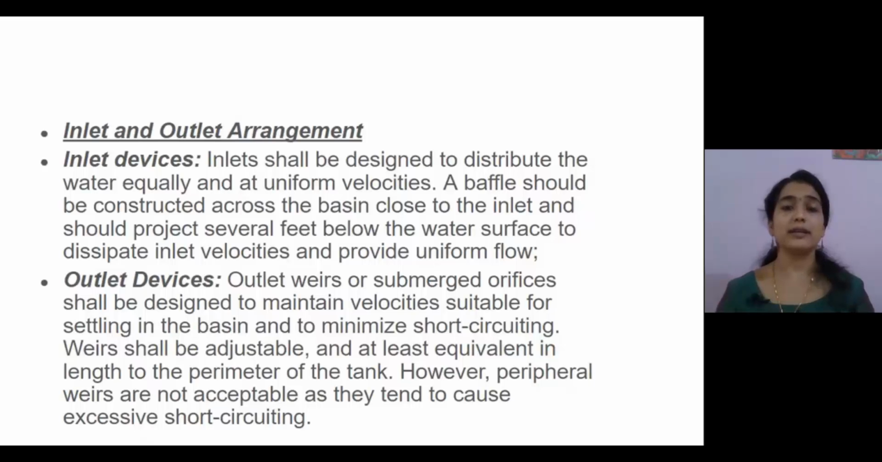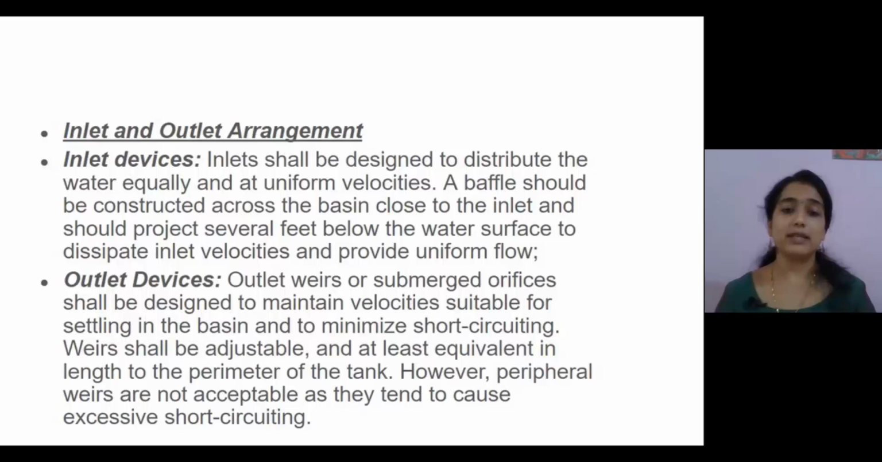As the water enters the sedimentation tank through the inlet, the velocity of the water will be high. Due to this increased velocity, the settling process will not happen. To decrease the velocity and distribute the water throughout the section of the circular tank, we provide baffles, and these baffles will reduce the velocity. They also distribute the water throughout the section of the sedimentation tank.